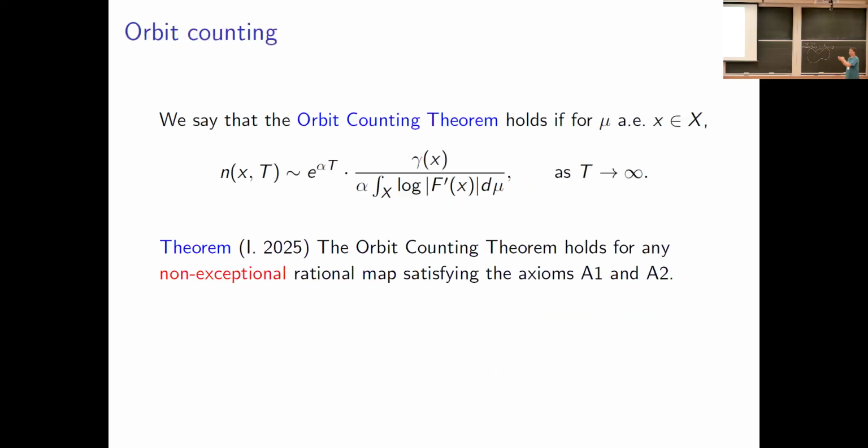So here's the main theorem of this talk. It's very simple and it's presented on the second slide. The orbit counting theorem holds for all rational maps satisfying the two axioms with a small set of exceptions. And we'll see the exceptions on the next slide. So in other words, the orbit counting theorem holds whenever it makes sense.